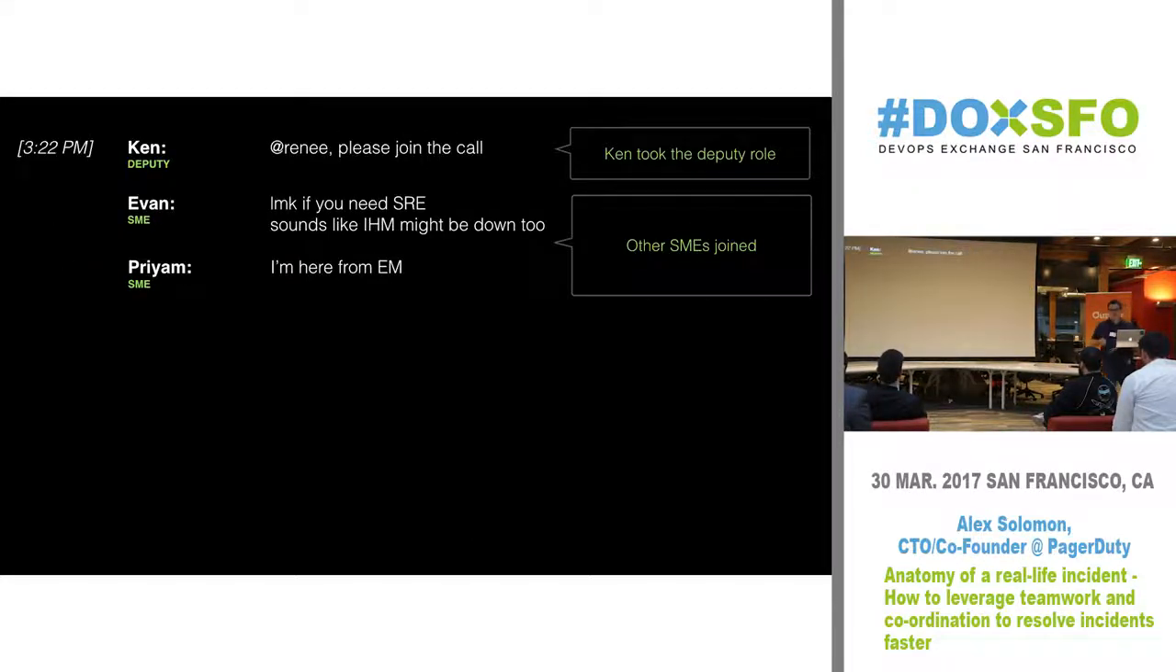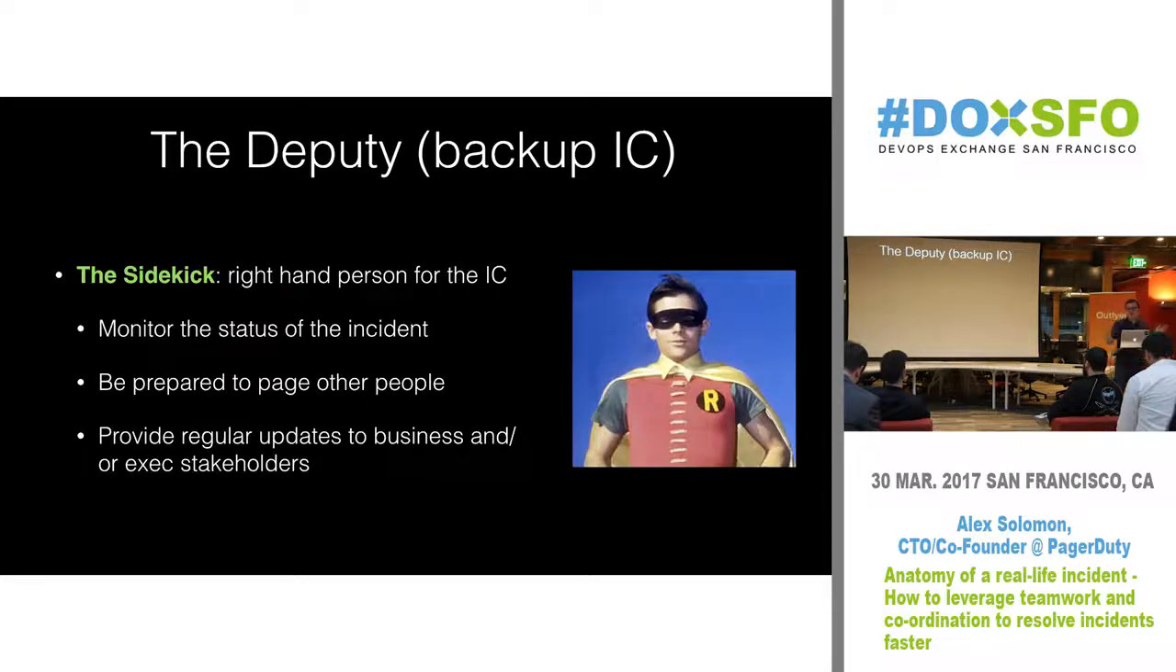So Ken, who's actually the deputy, and I'll talk about what that means, looped in Renee, who's one of our subject matter experts. Evan, basically he's one of our SREs on call. He volunteered to help because he saw something was going on. He also noticed another component of our system, the infrastructure health module, might be affected. And then Priyam volunteered from EM, she got paged. So you can see here, Ken took the deputy role, and then other subject matter experts got into the incident. So just to break into another aside, what is this deputy that I'm talking about?